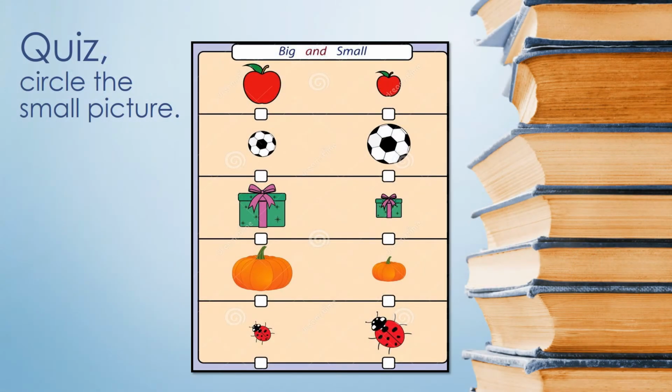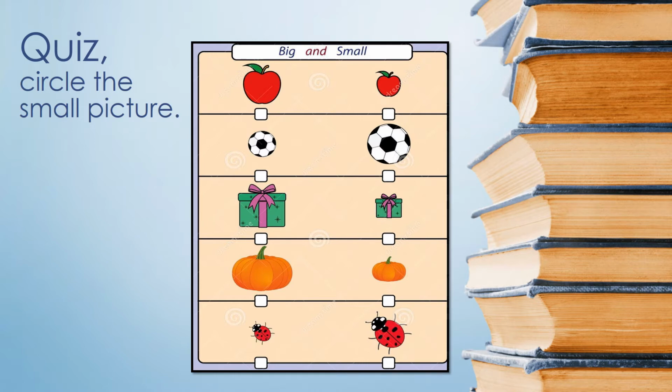As we are done with task 1, now here is a quiz for you. And quiz is, you just have to circle a small picture. There are different groups of pictures. You just have to circle the small one from each group. Now I'll do the first one for you.